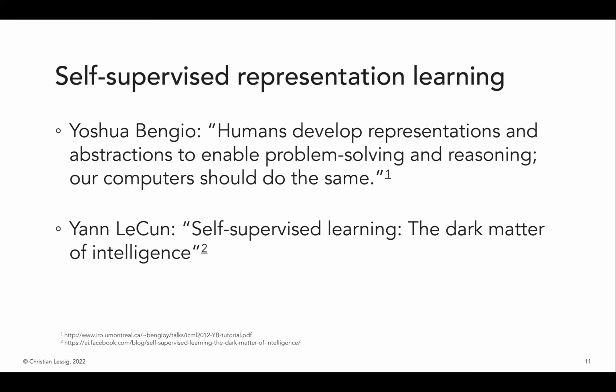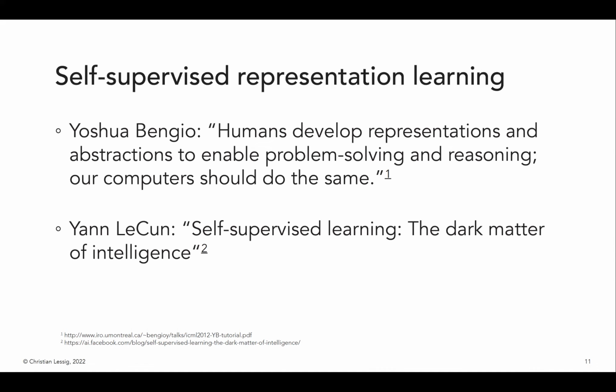So maybe first of all, to make the point that representation learning is not a niche in machine learning. Yoshua Bengio and Yann LeCun are 2 of the 3 people who won the Turing Award for their work on deep learning. The Turing Award is essentially the Nobel Prize in computer science. And what Bengio said is that humans develop representations and abstractions to enable problem solving and reasoning, and our computers should do the same. So this essentially covers the second part, what representation learning is. Think of it as an abstraction of the input data. And an important point is that it should be for problem solving, so it's a little bit task independent.